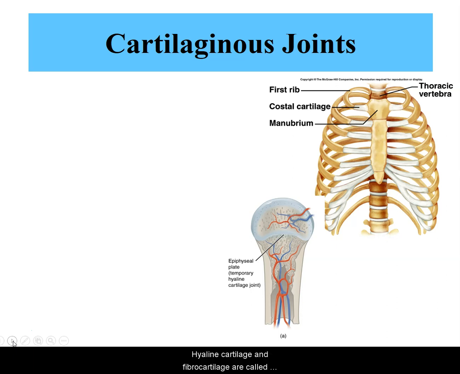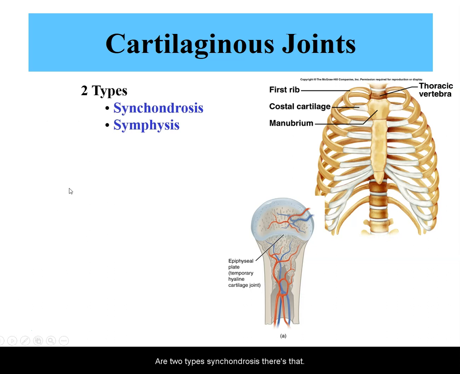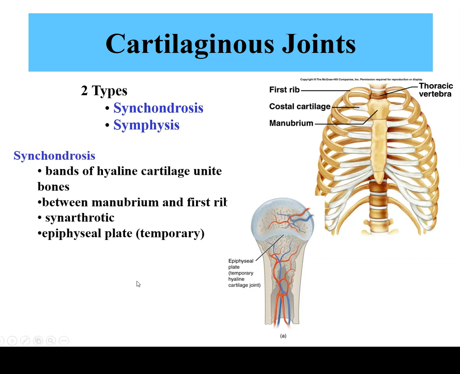Cartilaginous joints. Hyaline cartilage and fibrocartilage are cartilaginous joints. There are 2 types: synchondrosis, and there's that part of the word that we know has to do with cartilage, and a symphysis joint. Synchondrosis is where you have bands of hyaline cartilage uniting bones. The joint between the manubrium and the first rib is a synchondrosis joint. It's immovable, synarthrotic. The growth plate in a young long bone is temporary, and it is synarthrotic.